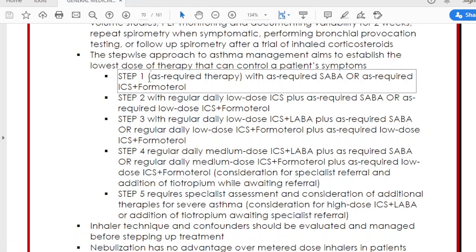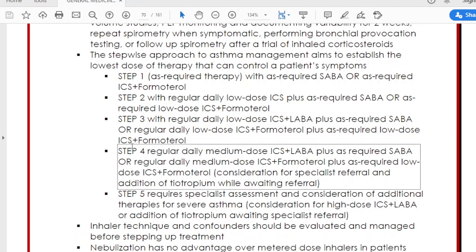Step 1, as required therapy, with as required SABA or as required ICS plus formoterol. Step 2, with regular daily low-dose ICS plus as required SABA or as required low-dose ICS plus formoterol. Step 3, with regular daily low-dose ICS plus LABA plus as required SABA or regular daily low-dose ICS plus formoterol plus as required low-dose ICS plus formoterol.